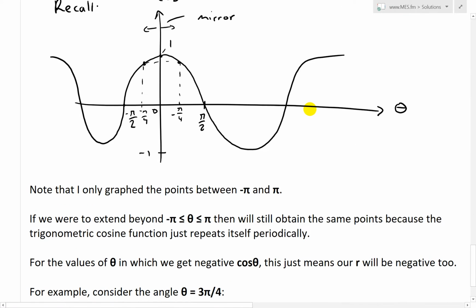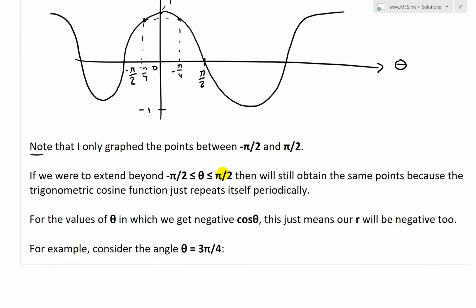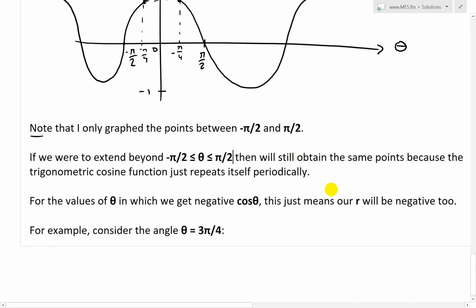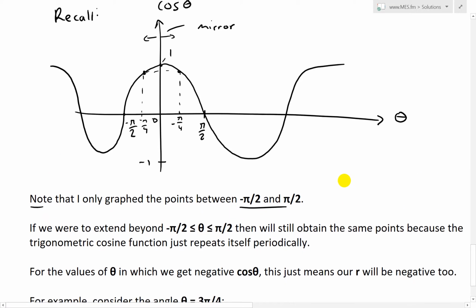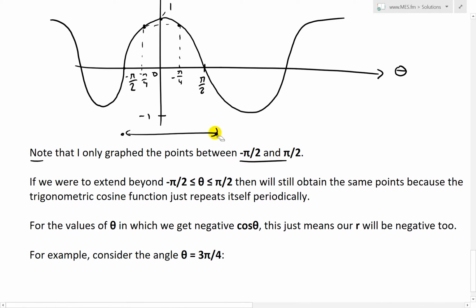Now I want to make a note that I only graphed the points between negative pi over 2 and pi over 2. So I'll fix these up. Yeah, I just fixed that mistake. So from here to here, that's the only place I graphed the points. But let me draw this more accurately, just across here, like that. Yeah, so from here to here is the only points I graphed.